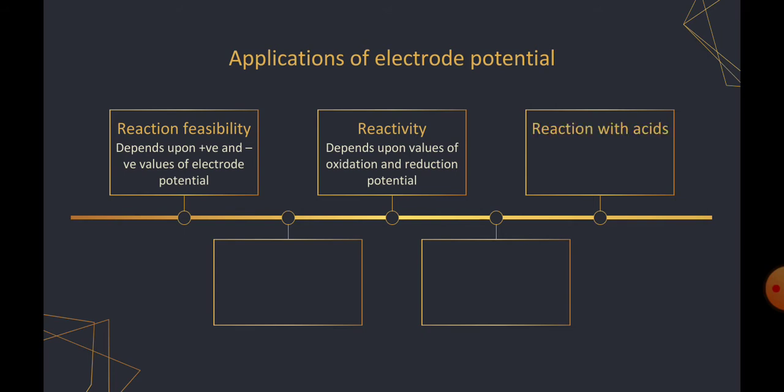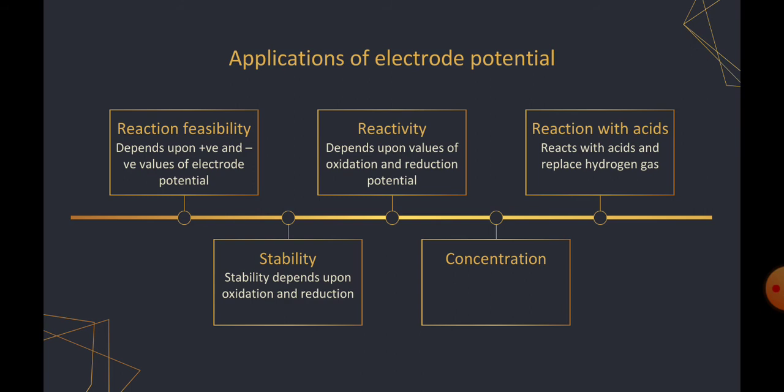The third is reaction with acid. Metals can also react with acids, and as a result hydrogen replaces the metal in the salt, and eventually hydrogen gas is formed. The fourth one is stability. We can also know the stability of an electrode by using the electrode potential value. For example, an electrode which has more oxidation may have a low reduction value, so it may have more stability.